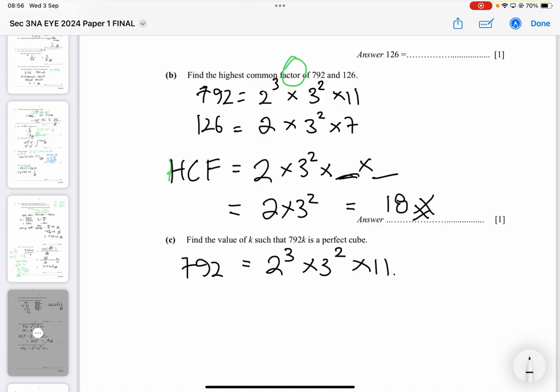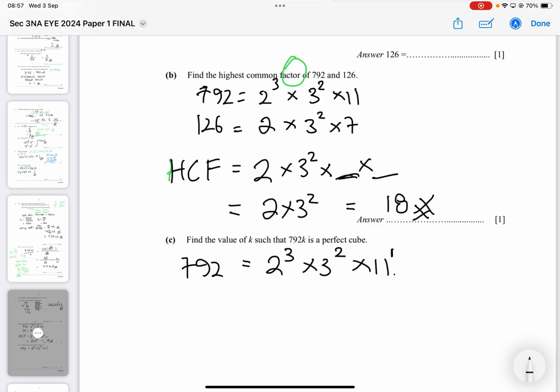Okay? So right now, 2 to the power of 3. 3 can be divided by 3. So, 2 I don't need to care already. But for the factor 3, the index is 2. It is not divisible by 3. I want to multiply something so that the index becomes 3. Then the 11, currently it has an index of 1. When we don't write, it means it is 1. So we want to make it divisible by 3. 1 is not divisible by 3.